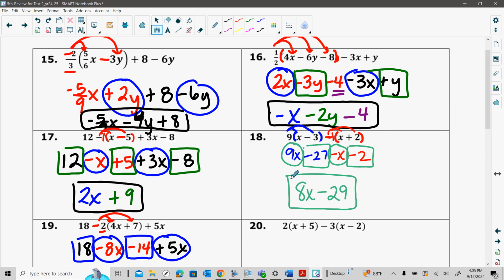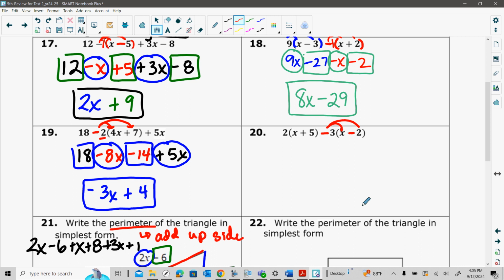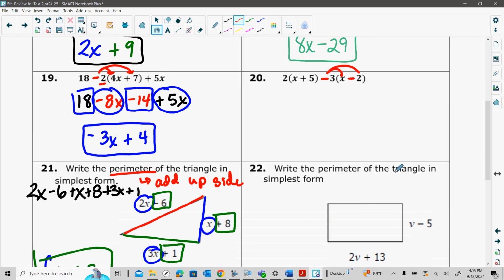Okay, make sure we're not making sign errors, especially when we distribute. So like on 20, this is two negatives here. Negative 3 and a negative 2 makes that a positive. Just remember we don't mess up on that. And then there was a typo here. It says triangle, but it's for the rectangle, and we're still doing perimeter.